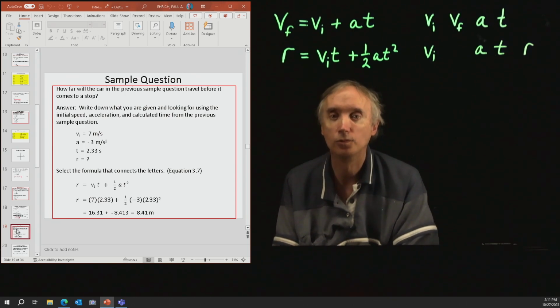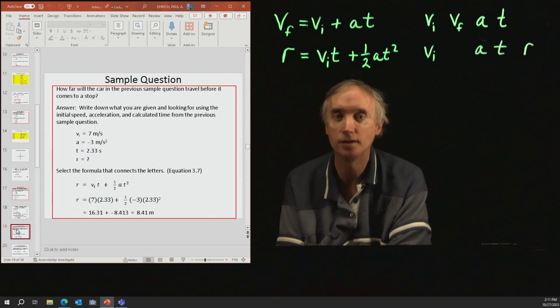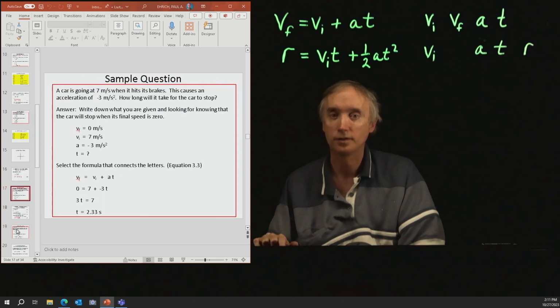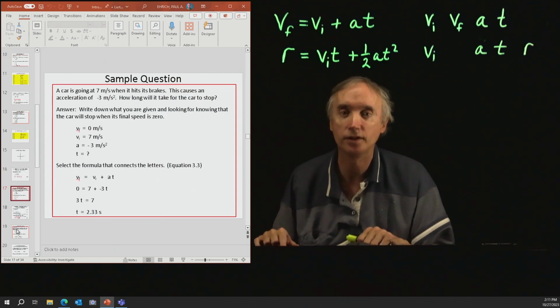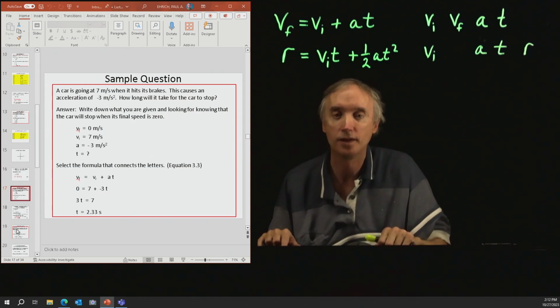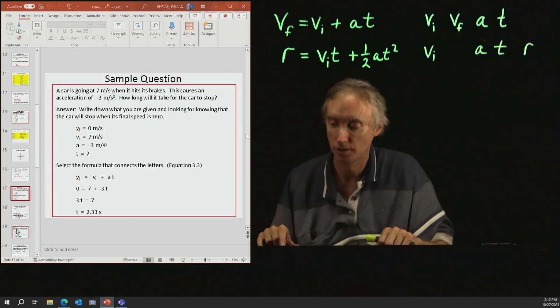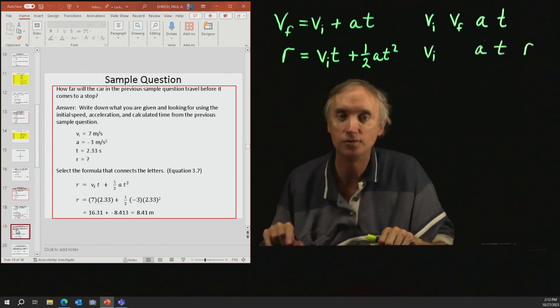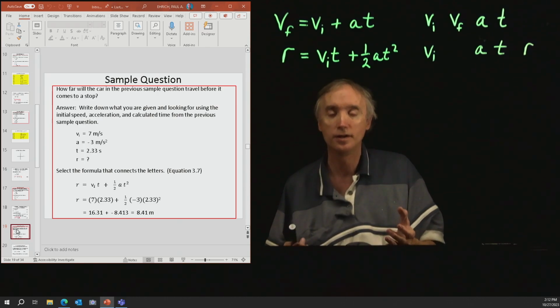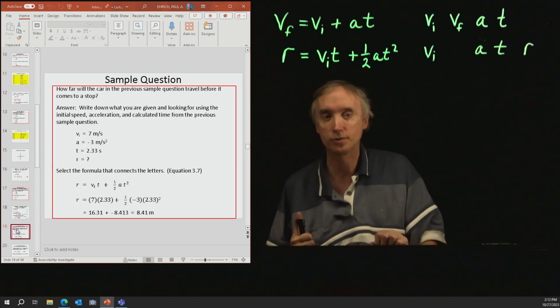So let's do an example of how we might use this formula. How far will the car in the previous sample question travel before it comes to a stop? So now we've got to go back to this one. We had a car that was initially going at 7 meters per second, and then it hits its brakes, and we calculated the amount of time that it would take for it to come to a stop. So now let's use that information here. We need to know how far the car is going to go before it comes to a stop.